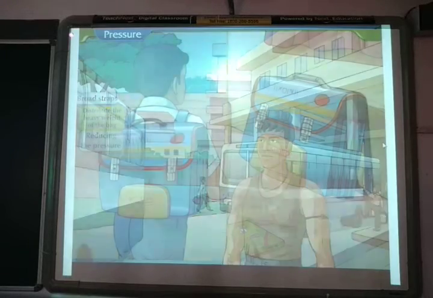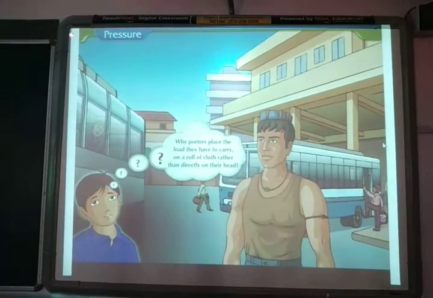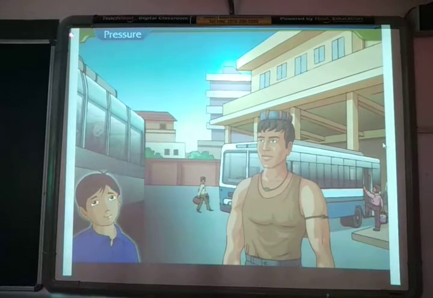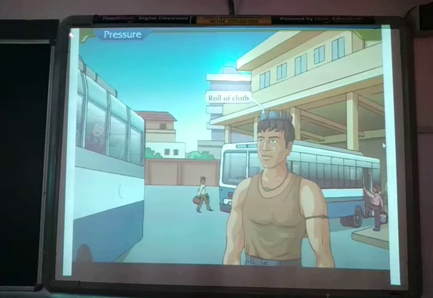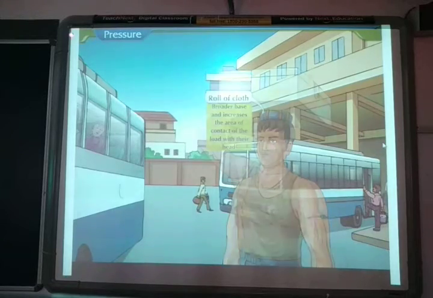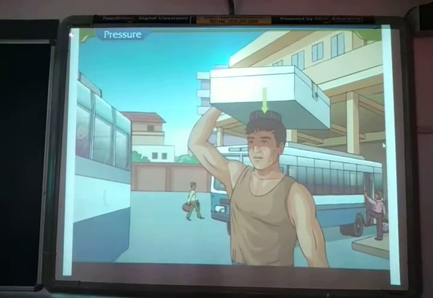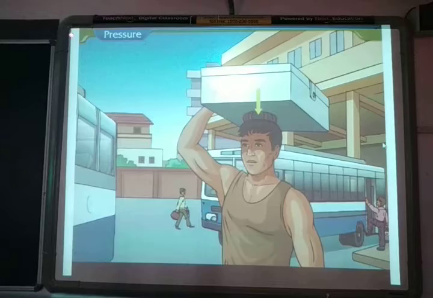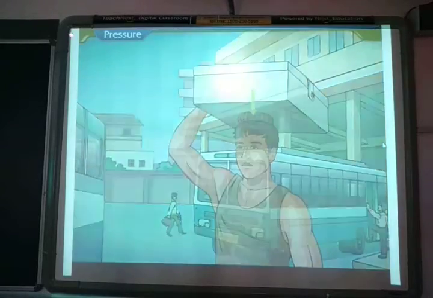Do you know why porters place the load they have to carry on a roll of cloth rather than directly on their head? Well, the roll of cloth provides a broader base and increases the area of contact of the load with their head and thus reduces the pressure on their head, and they feel less strain while carrying the load.